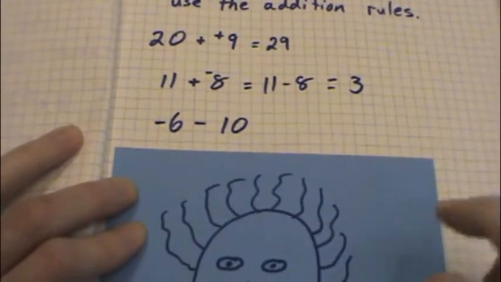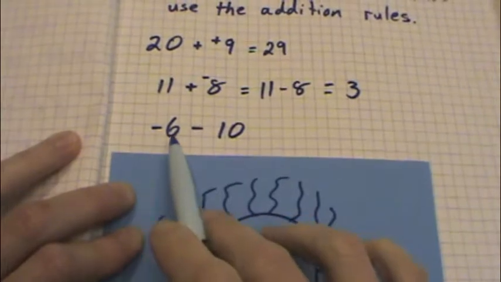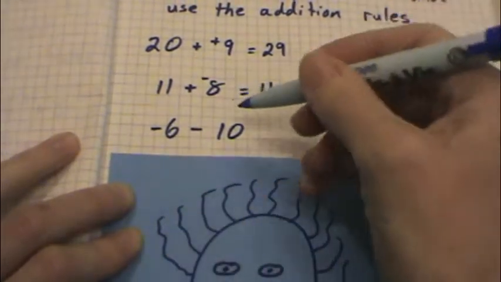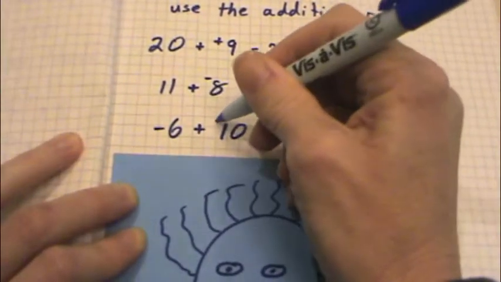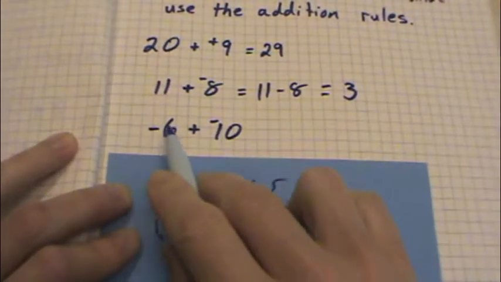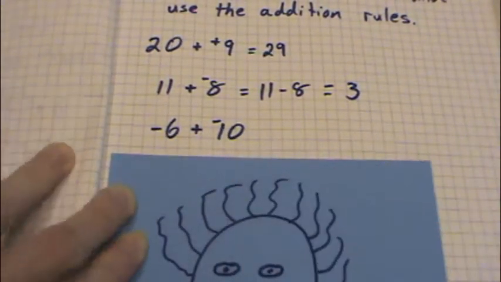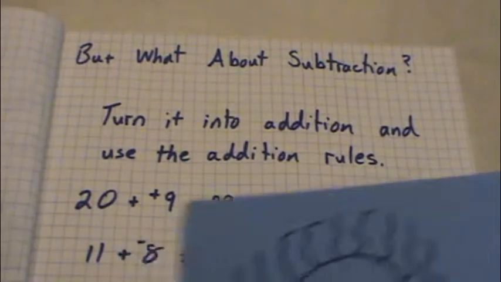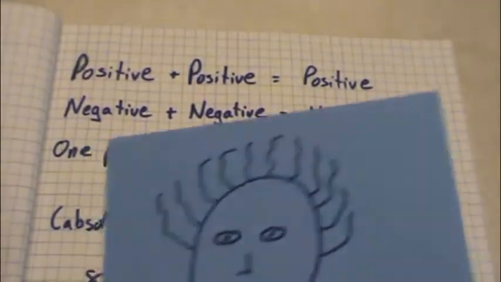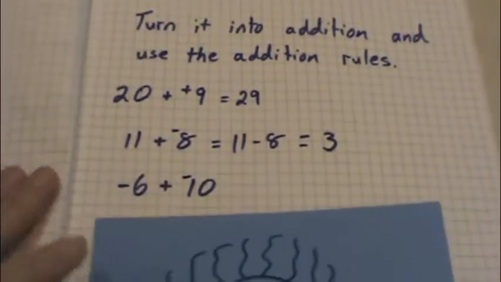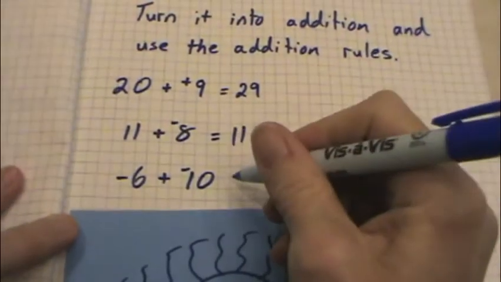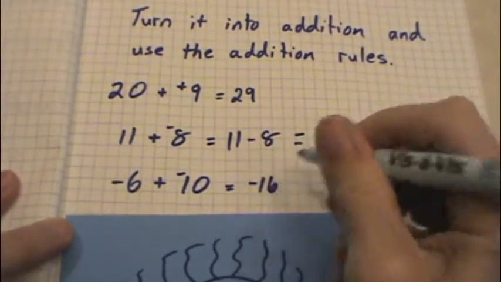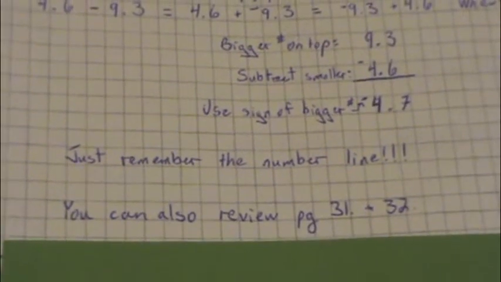Okay. Now, negative 6 minus 10. Turn that into addition, so make that the opposite. Negative 6 plus negative 10. What was our rule from the other page? A negative plus a negative gives us a negative. Negative 6, negative 10, negative 16. You can also review page 31 and 32.